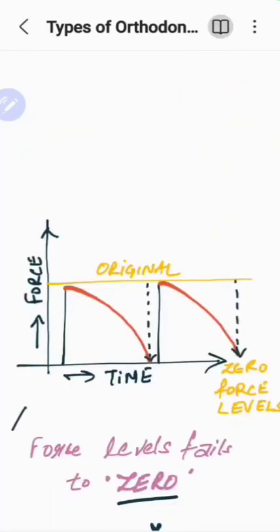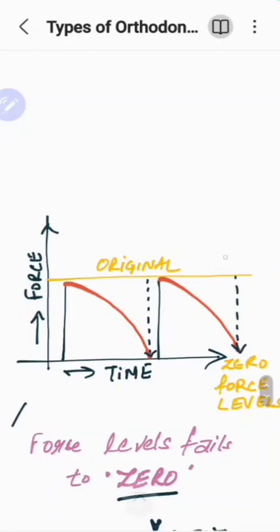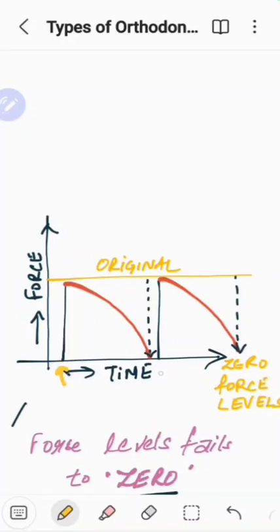If we look at the graph which is plotted between the force and the time, there is one original force level, and between the appointments, the force level declines to zero. So again, the appliance is worn or activated, and the force level later on declines to zero whenever the patient is between the appointments.